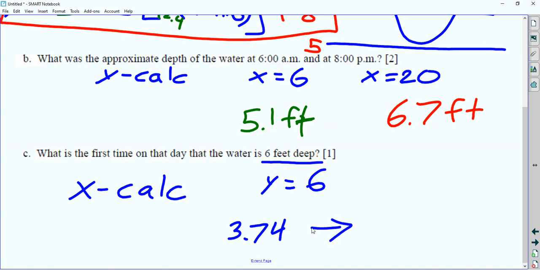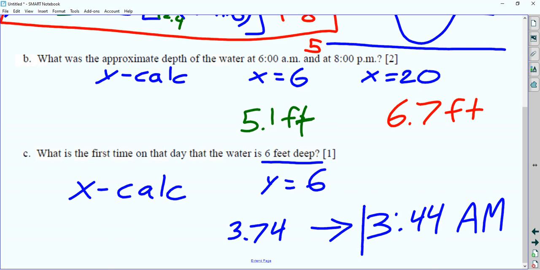So that means that is 3:44 a.m., because it's a number less than 12. There will always be a number less than 12 because it's the first time that day. High tide, low tide, all that stuff happens about twice a day because it's 12 hours and 24 minutes apart. So there's always a morning and an afternoon time, or morning and night time.